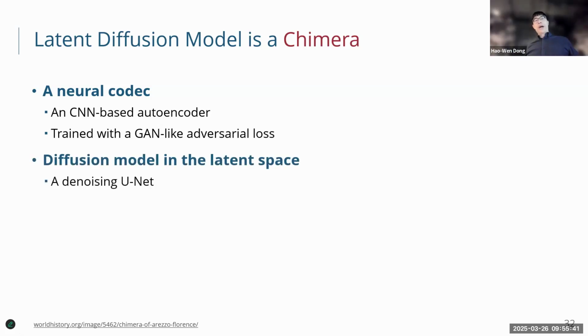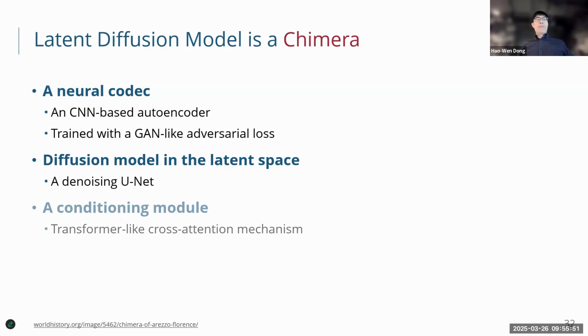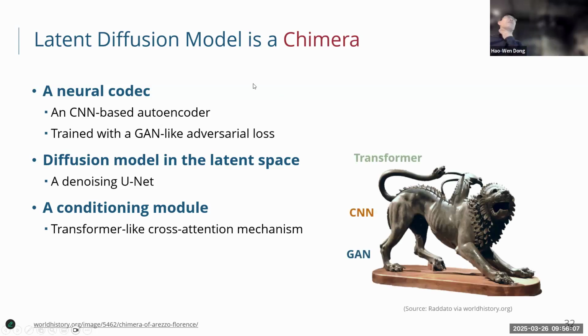And you have this diffusion model working on that latent space. So you are not generating the waveform directly. You are generating the MP3 bits. And you have a conditional module with a transformer-like cross attention mechanism so that you can control what you want to generate. And there's also a GAN hidden here, that's the adversarial loss. So you can think about it, the latent diffusion model is just everything. You have GAN, you have CNN, you have transformer, you have autoencoder, you have diffusion model, you have UNet, pretty much everywhere. You also have ResNet somewhere.